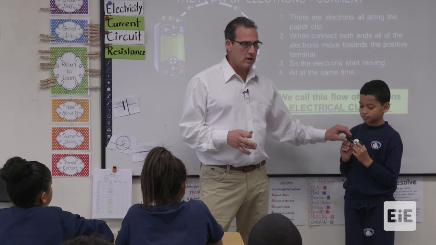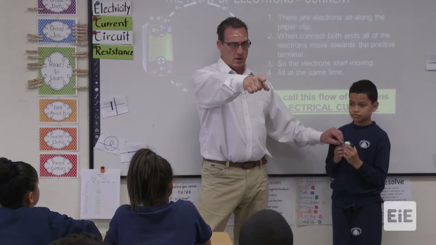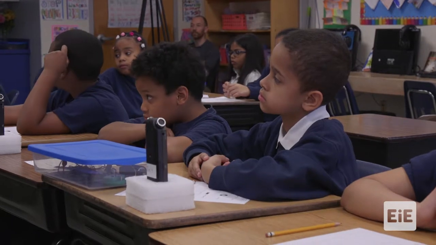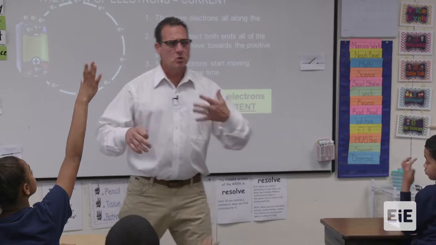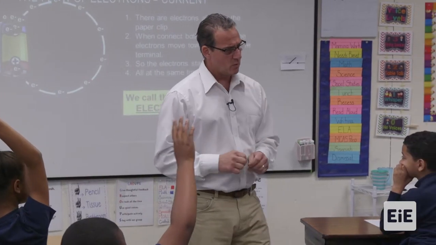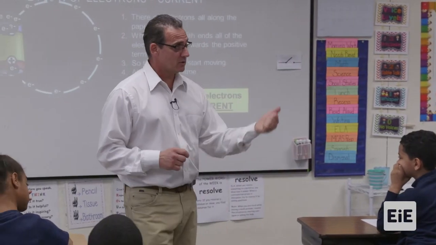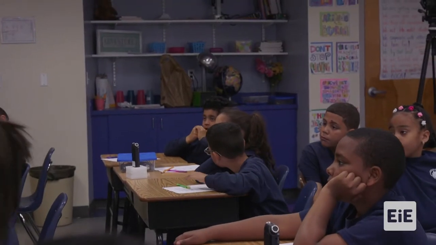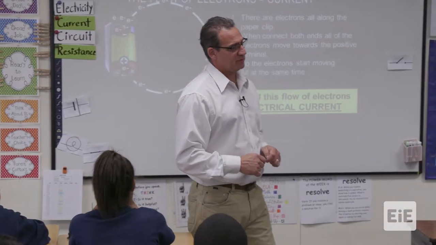But what you found out was that the paperclip gets very, very hot, all right? So what do they put on wires to make sure that the heat doesn't escape to raise the temperature of surrounding combustible materials? Evan, what do they put on wires? Rubber. Yeah, they put rubber or plastic. Rubber or plastic, is that a conductor or a non-conducting material? It's a non-conductor, so it's not going to conduct the heat. It's not going to conduct the flow of electrons.